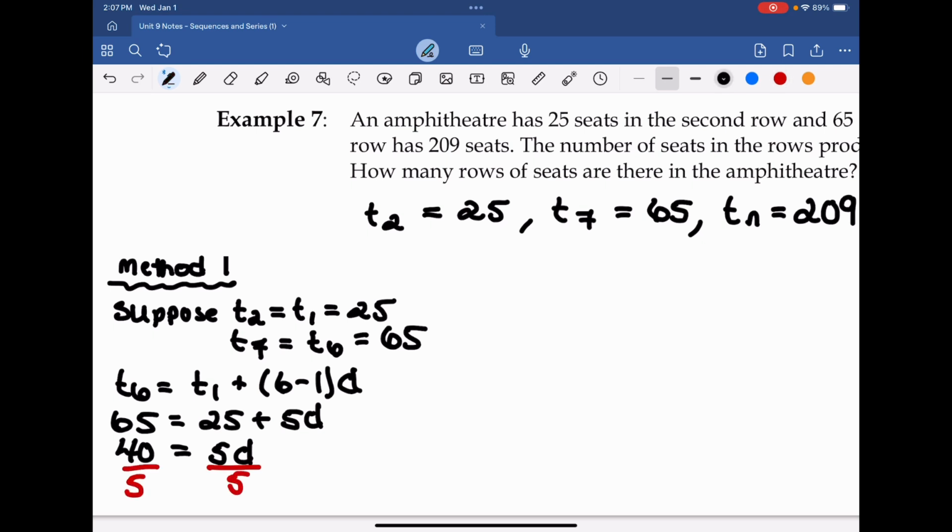And this is going to end up giving us that the common difference, or that there is an increase in 8 seats per every given row we go up. So that's an important detail that we get from here. Now, of course, that's method 1. That's if we use our reset method.